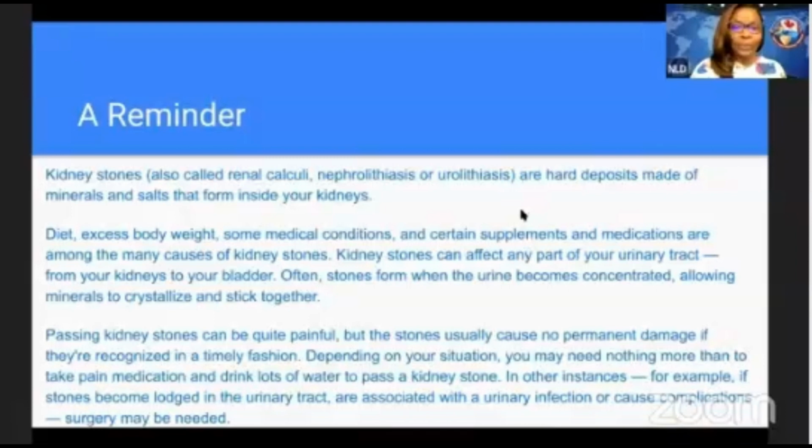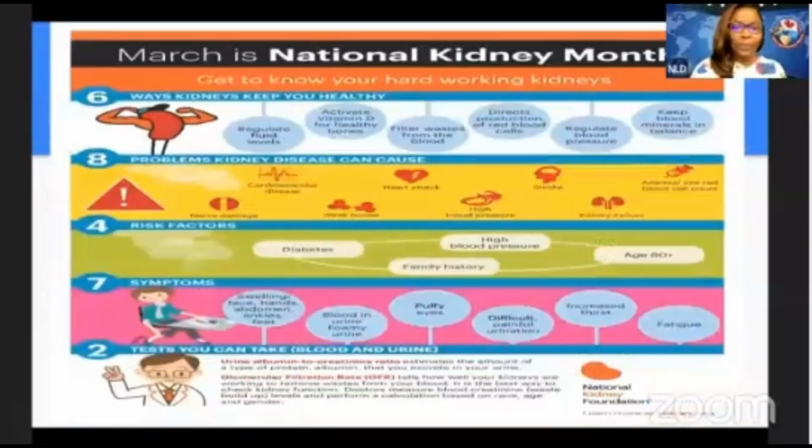Now, remember, this March is National Kidney Month. So just make sure that we're taking care of those little nuggets. They are very important to us, and it's important that we take good care of them.